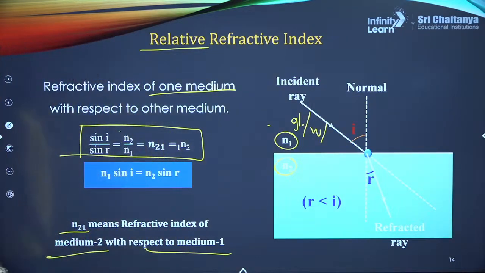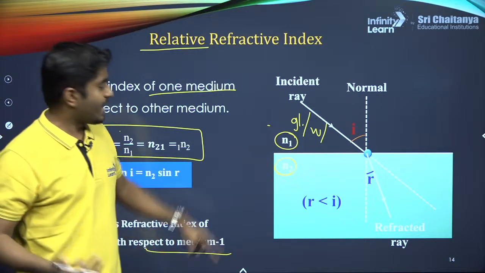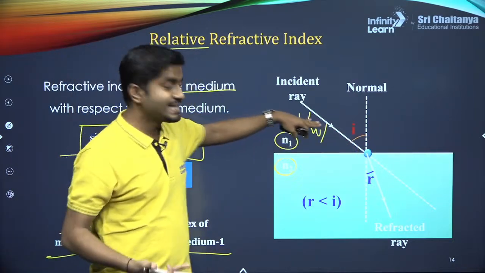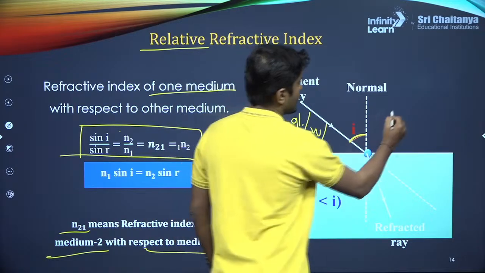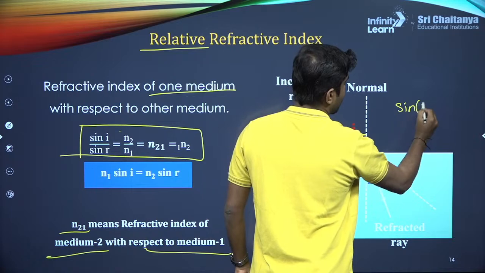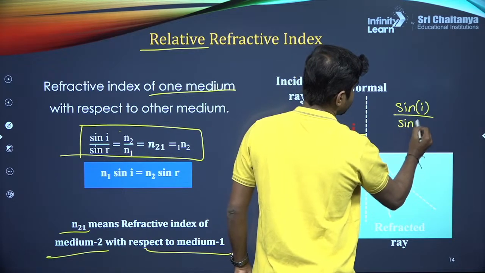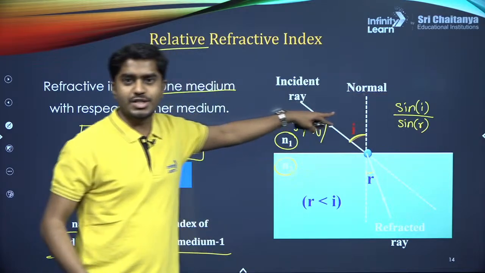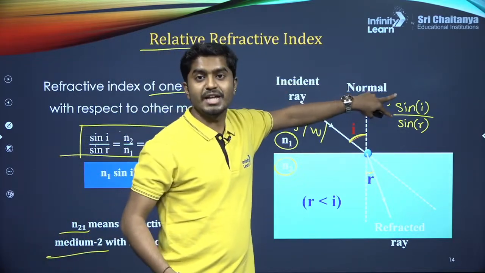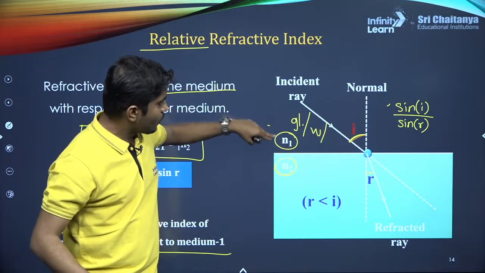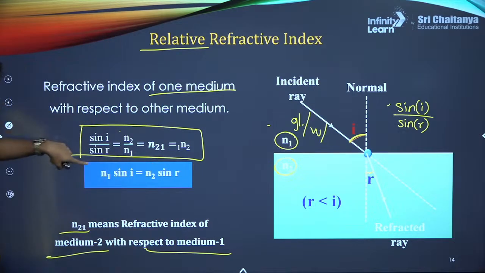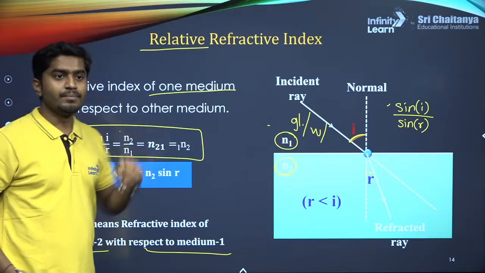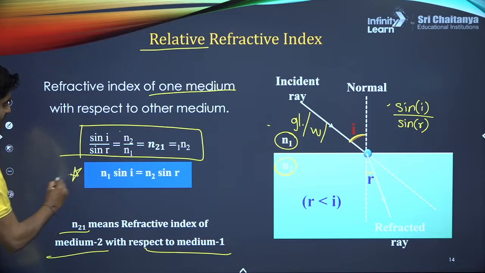Okay, this ratio sin I by sin R was given by our favorite scientist Snell. So Snell said this is the angle of incidence and this is the angle of refraction. So sin I by sin R is always going to be constant, correct? But this ratio will depend on the absolute refractive index of these two mediums. So this ratio will be n2 by n1, and you can use this equation.